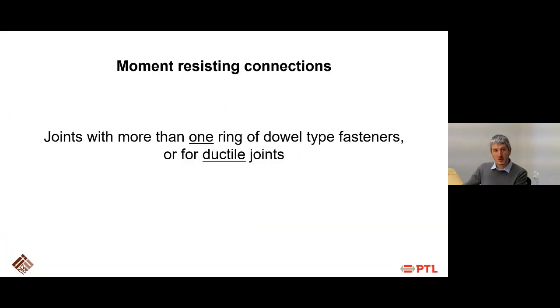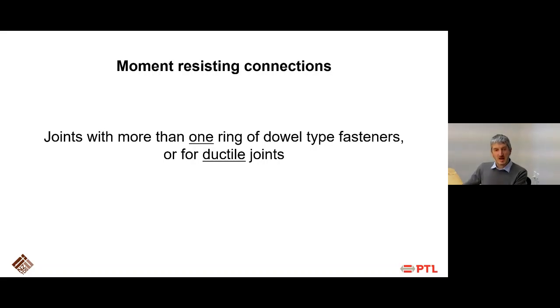Now, this typically occurs when you have joints with more than one ring of dowels, and when I refer to dowels here, we're referring to large diameter dowels, so dowels or bolts. Typically, nails or screws, it doesn't occur in this kind of scenario, but the guideline gives you a bit of guidance on this as well. And typically, it also needs to be considered when you have ductile joints. So when you rely on these moment connections to be your ductile link in the structure.